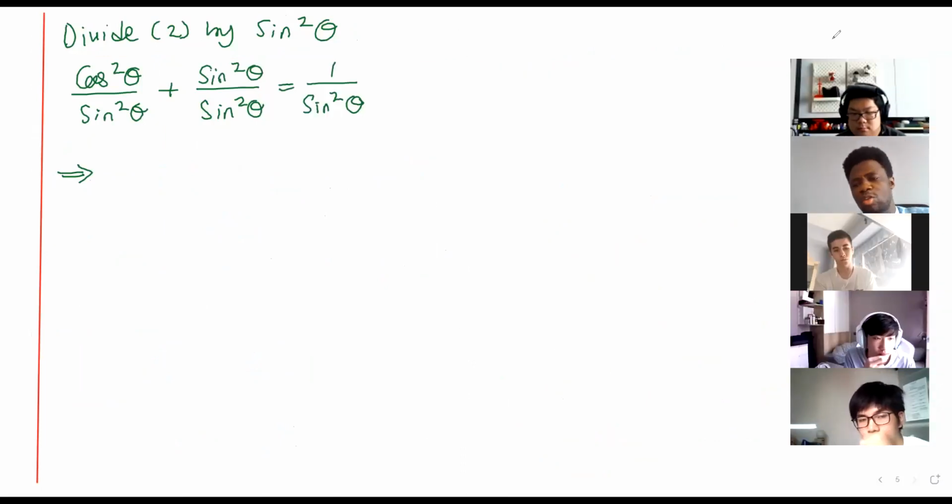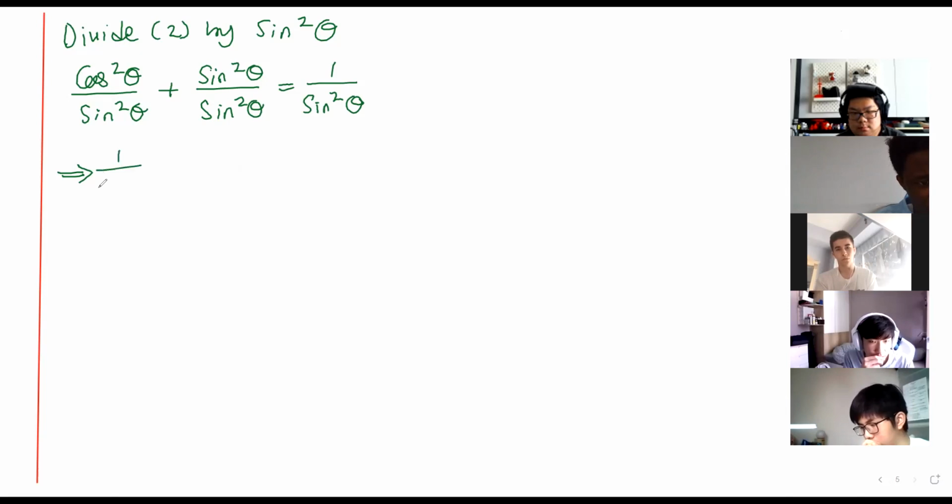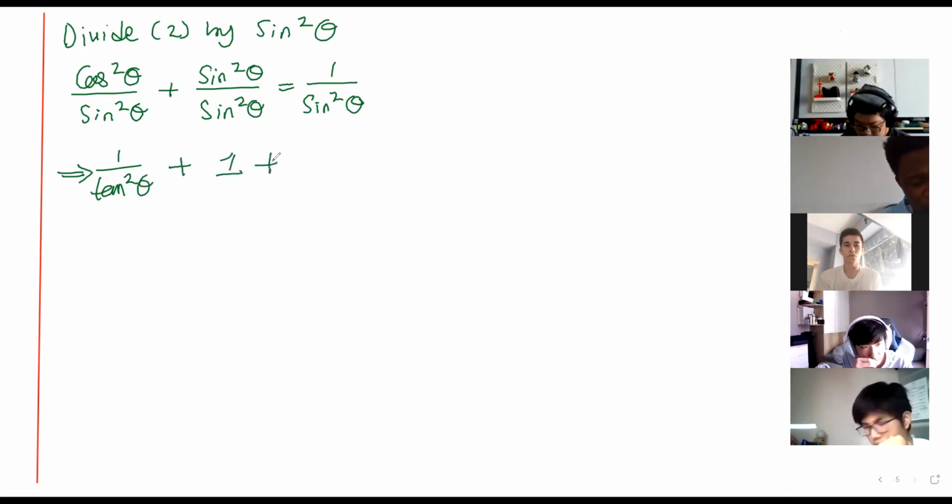Because sine squared over cos squared is tan, cos over sine should be 1 over tan, and 1 over tan is cot. Does that make sense? So 1 over tan is going to be, maybe I write 1 over tan first, if that makes it clearer to some people. And this is going to be 1 and is equal to what? What is the inverse of sine?